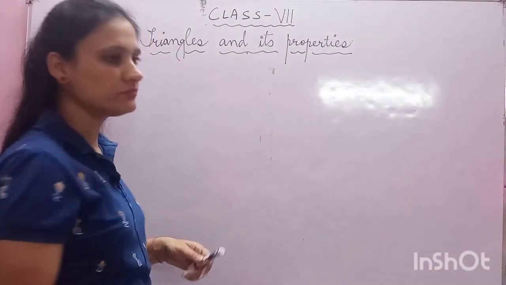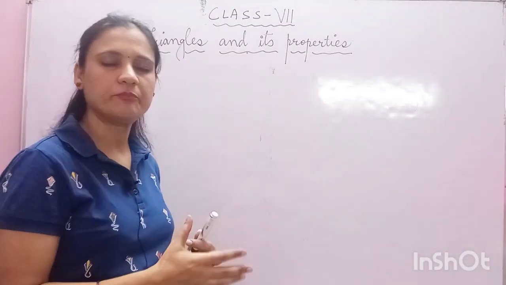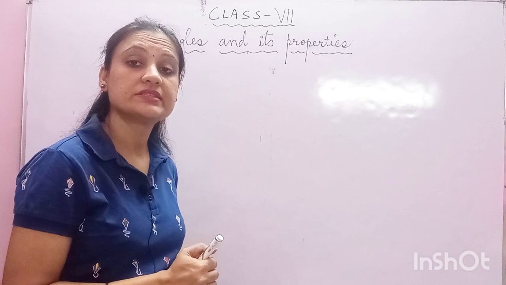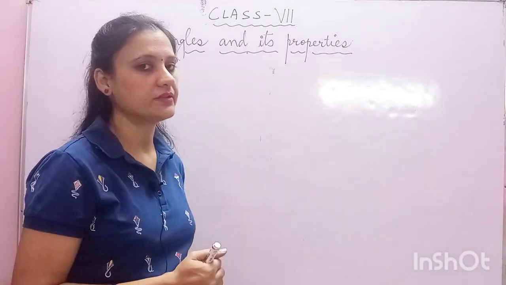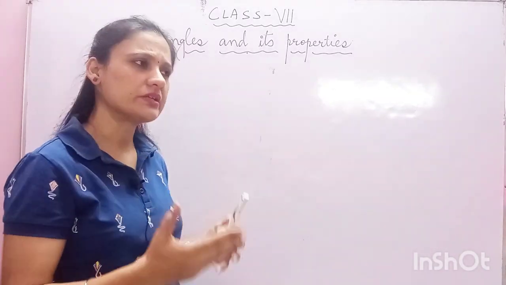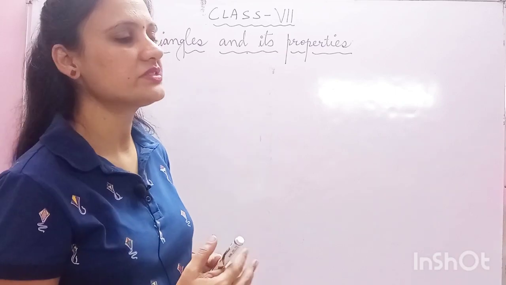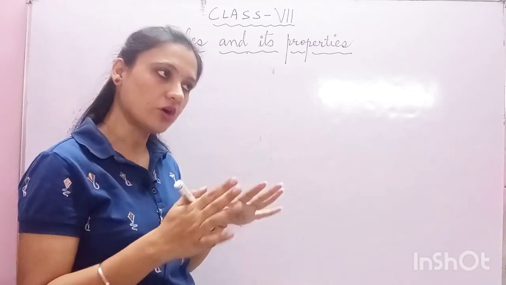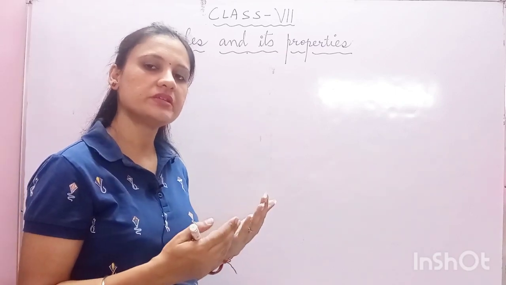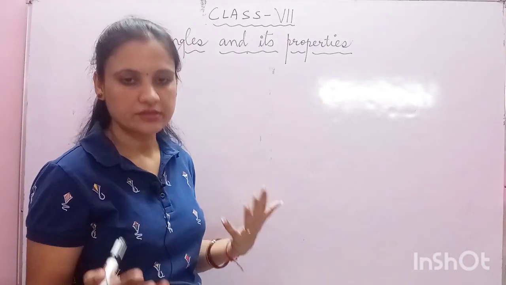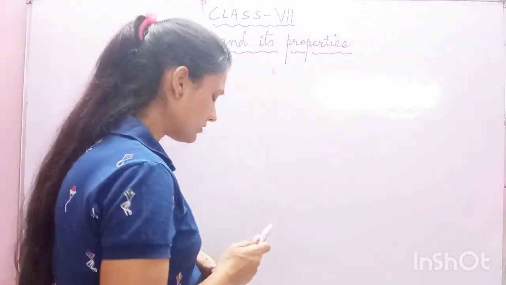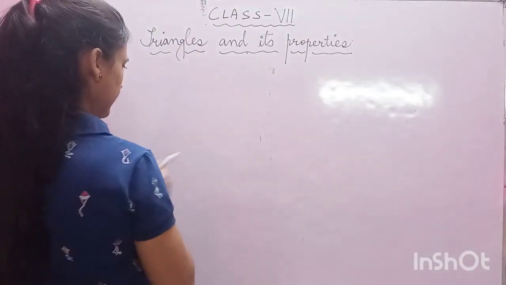Now let us come to another very important property, or you can say theorem, that is Pythagoras Theorem. So what is this Pythagoras Theorem? Always remember that in your class 7, this theorem is applied to a right angle triangle. And what this Pythagoras Theorem says, I'll explain to you.